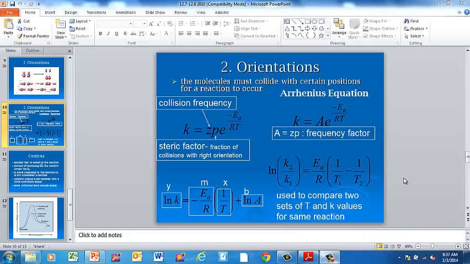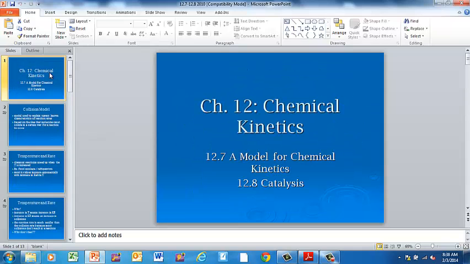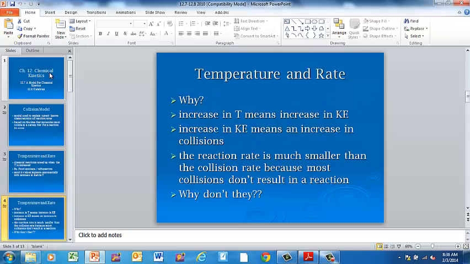Okay, I'm going to do a quick video here that's going to describe problems 53 and 55 for chapter 12. Now, before I get to the actual problems themselves, I want to direct you to a slide that is in the 12.7 and 12.8 PowerPoint. It talks about the collision model and how chemicals have to collide the right way in order for a reaction to occur.